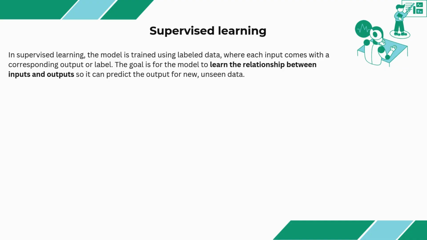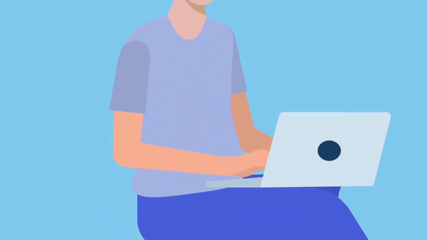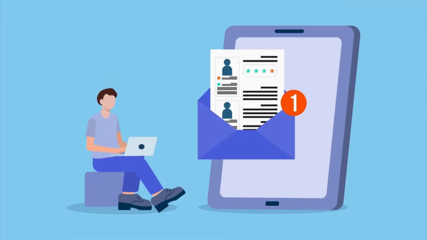So labeled data is very important for supervised learning. Using labeled data, it tries to understand the relationship between input and output, and using that, it predicts the output for new data. Let's take an example. In this example, the model is trained on a dataset of emails which are labeled as spam or not spam. Once the model is trained, it can predict whether new emails are spam or non-spam.